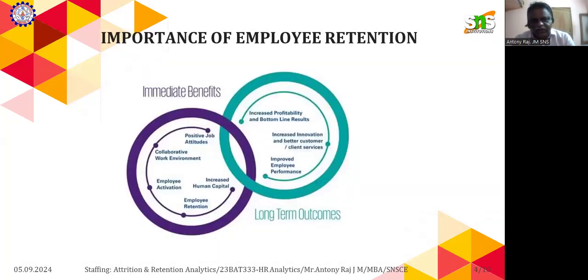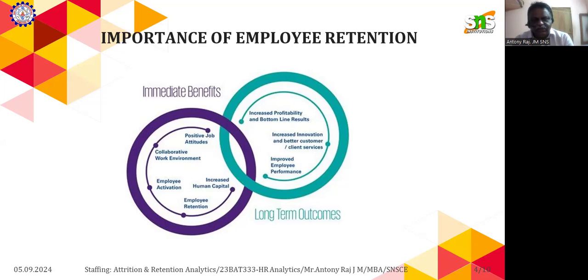What is the importance of employee retention? What are the benefits? There are two areas: the immediate benefits, and second, the long-term outcomes. One is a positive job attitude and a collaborative work environment. Today collaboration is a very key aspect, where we have to work across various job functions, domains, divisions, and locations. Increased human capital is also an important benefit of employee retention and employee activation. So employees start performing very fast. That is called employee activation.